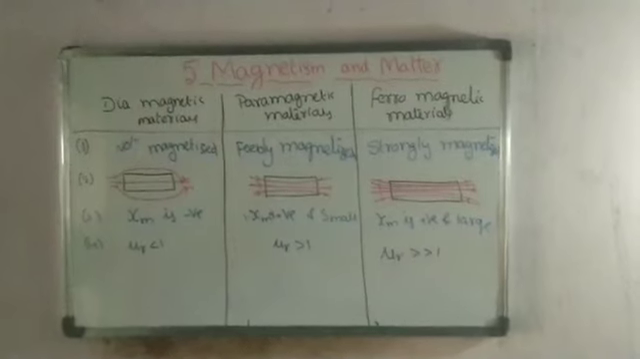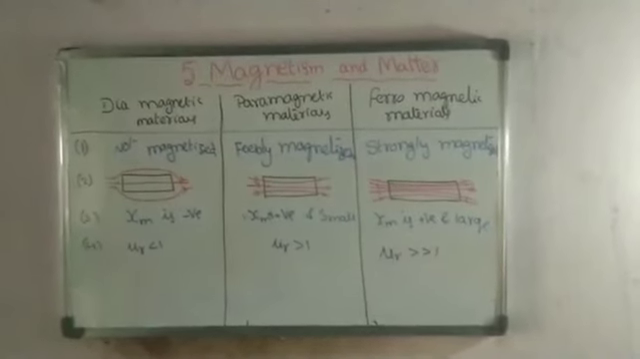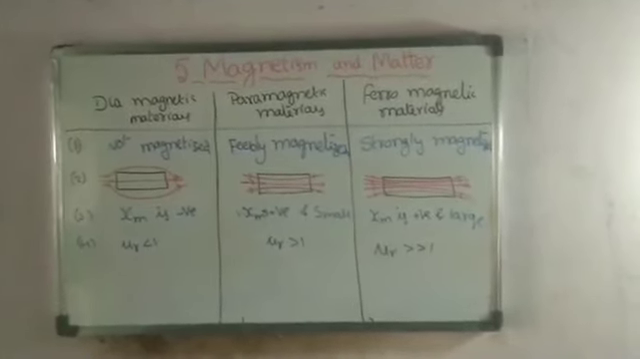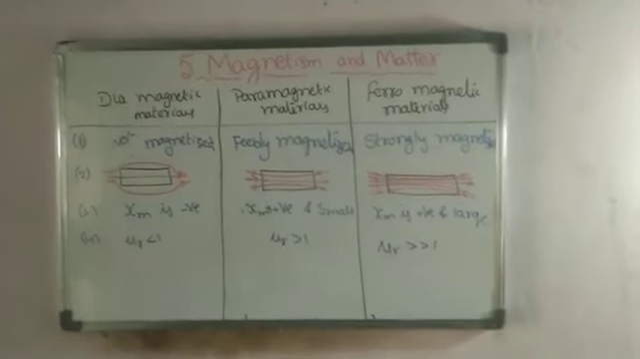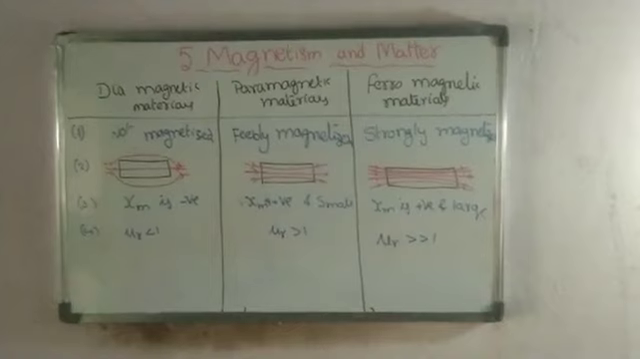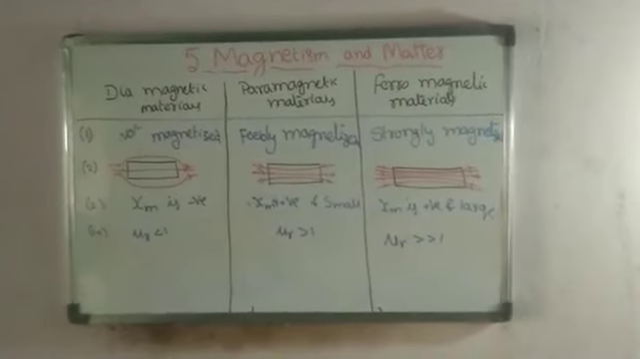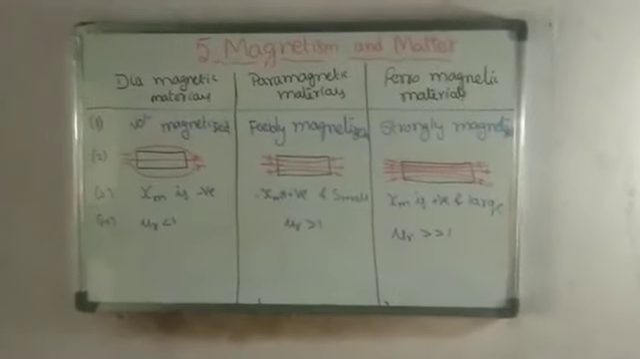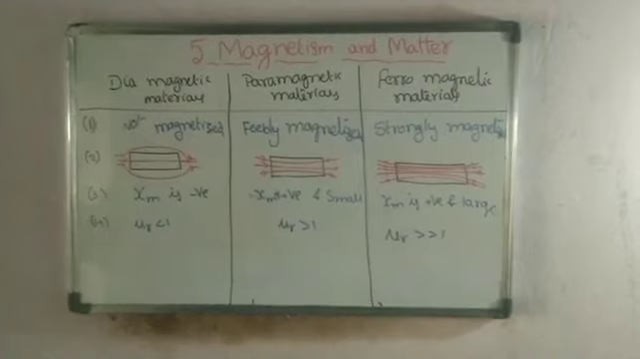Okay, so due to that reason diamagnetic material cannot be magnetized, paramagnetic material is feebly magnetized, and ferromagnetic material is strongly magnetized. So these are important differences. Now we see what are the examples for these magnetic materials.